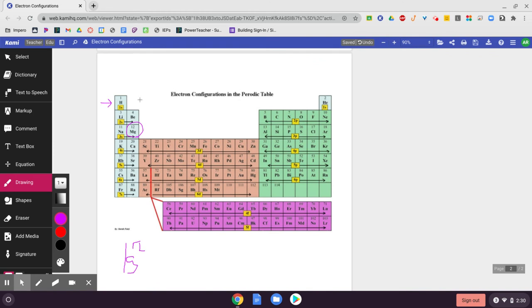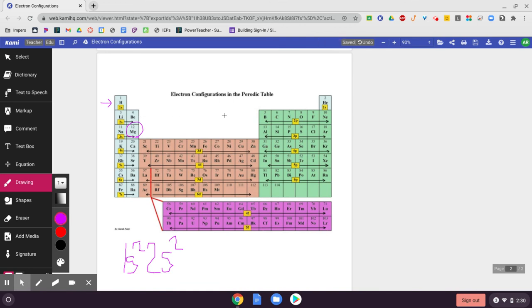Now that I've completed that row, I move on to the next row, which is row 2. So now I write 2, representing row 2, or period 2, and I keep going. I move through the S block of row 2, so I completely fill up the S orbital here. So I would write 2s2.